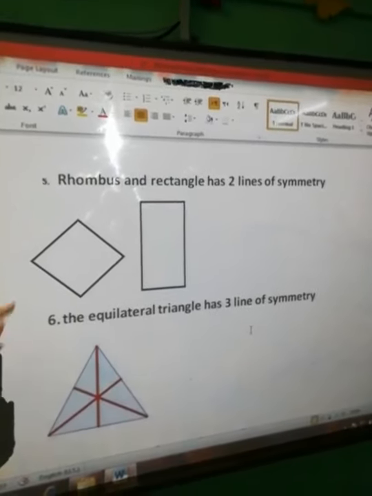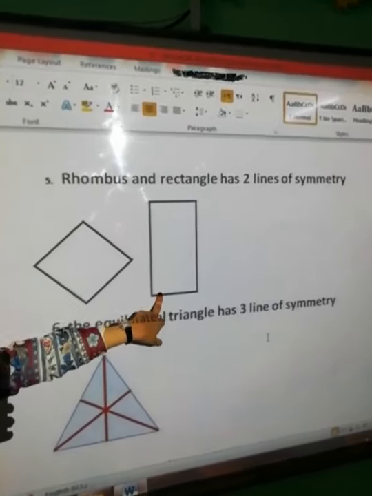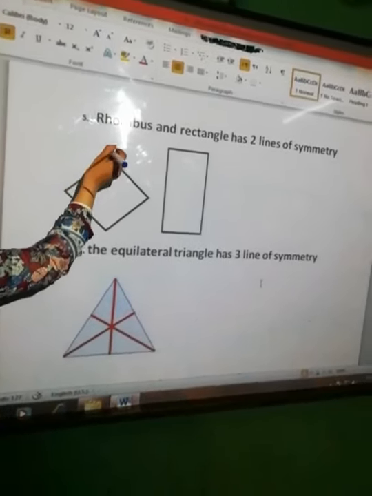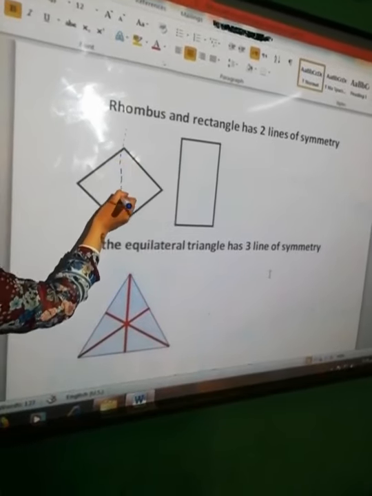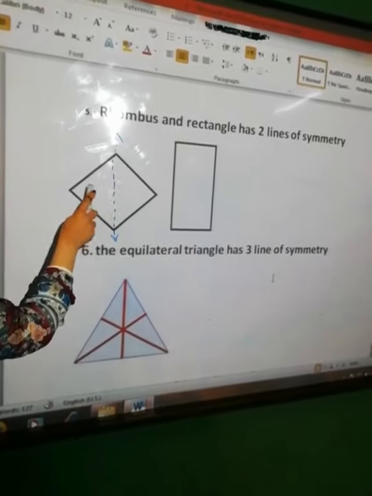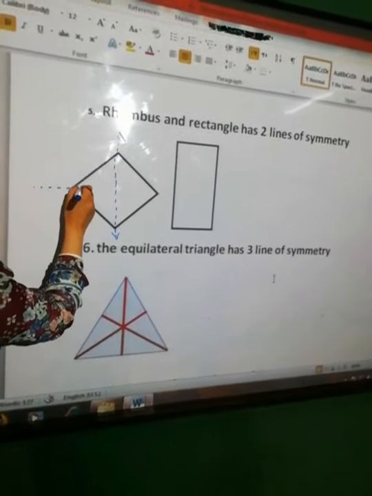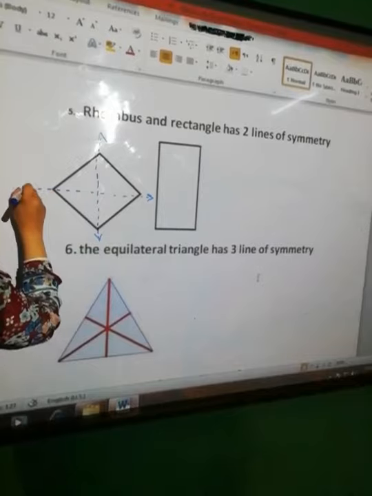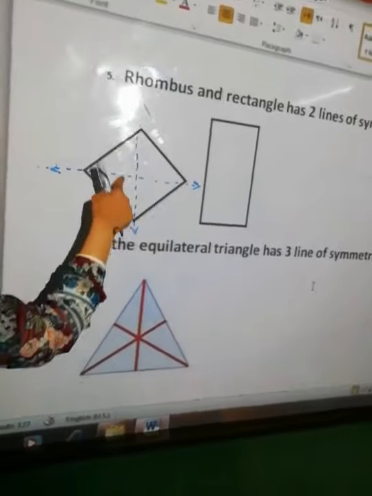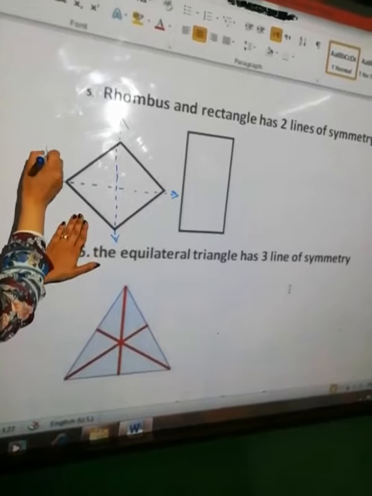Number 5, we have here two polygons. First polygon is rhombus, okay? And second polygon is rectangle. Draw two lines of symmetry in a rhombus. This is first line of symmetry. Look. Two parts are exactly the same. And second line, look, 1, 2, 3, 4, all of these parts are the same. Okay, this is rhombus.